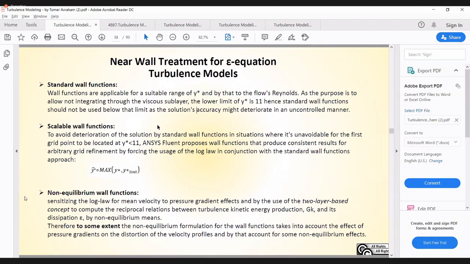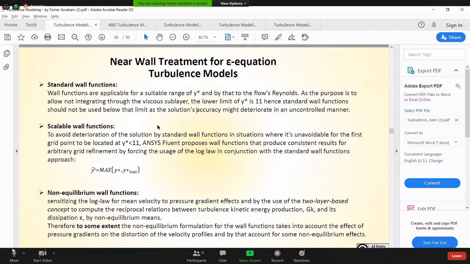Yes, the SST has an improvement over the BSL. The only improvement it has is when the flow is aerodynamic. It tends to be a little bit better at detecting the effect of adverse pressure gradient, what we find, I mean, like in a U-turn or something.